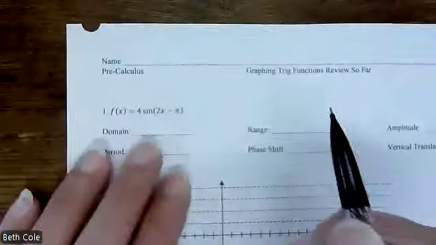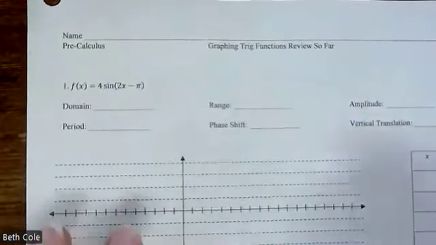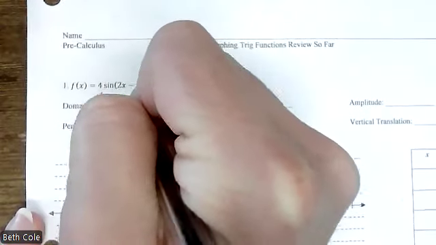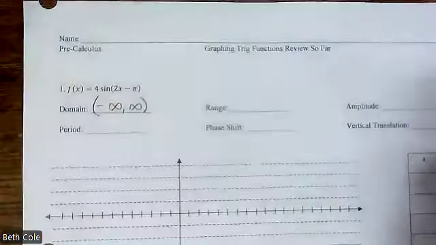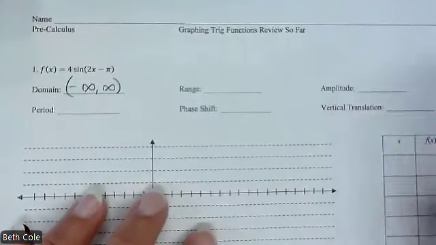Okay. So looking at this one, what is your domain? It should be an automatic answer for sine and cosine. All reals. It's a wave. It goes forever, both directions. I'm going to hold off on the range until I get my picture.